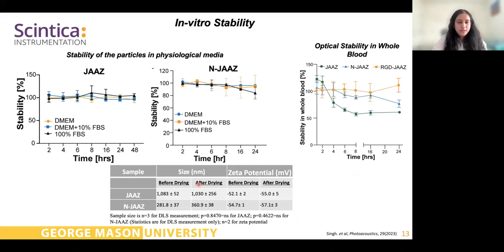We also wanted to make sure that these particles could be stored and resuspended for future use. So we did lyophilize the particles, both JAS and NJAS particles. Before drying and after drying, we did not observe a significant difference except for the nano-sized particles, which had an 80 nanometer increase. But we are working on the stability right now, and we observed no difference in the zeta potential.